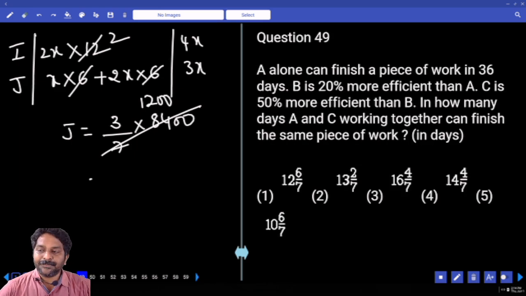A alone can finish a piece of work in 36 days. B is 20% more efficient than A. C is 50% more efficient than B. In how many days can A and C working together finish the same piece of work?